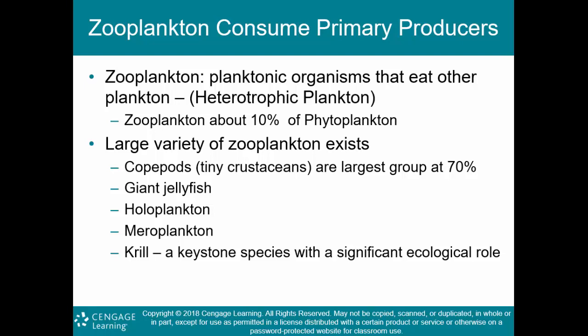Zooplankton only make up about 10% though of phytoplankton. There's not a ton of them out there. Large variety. Copepods, jellyfish are actually considered to be plankton. Holoplankton, meroplankton, krill, and copepods are these tiny crustaceans, a huge amount of the zooplankton that exists. And then krill are those little shrimp.